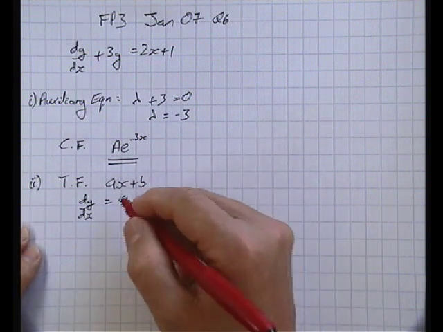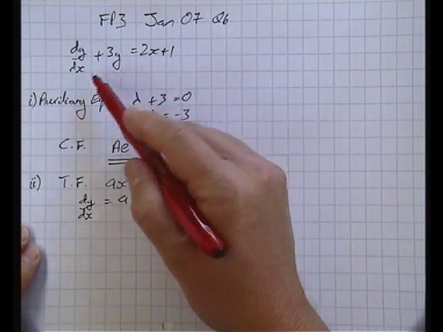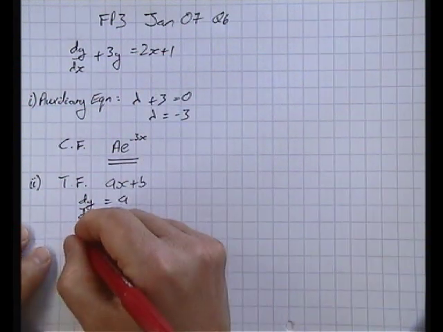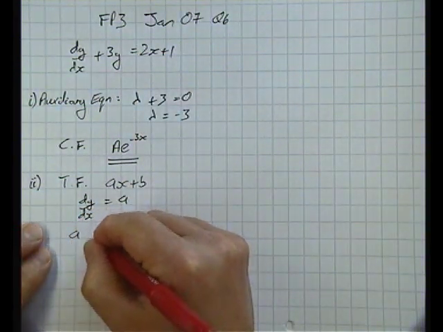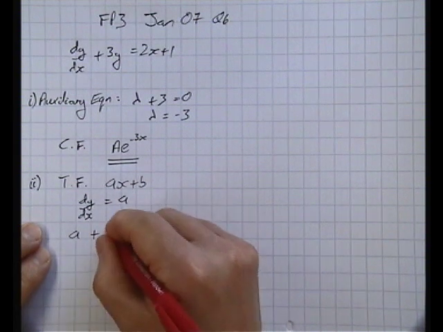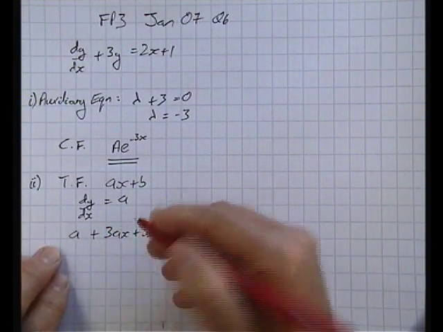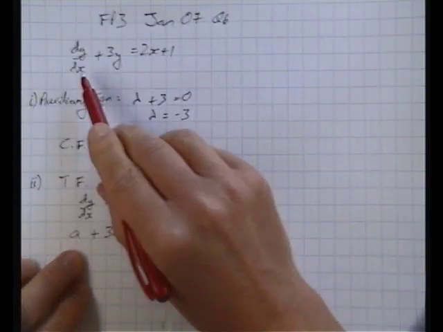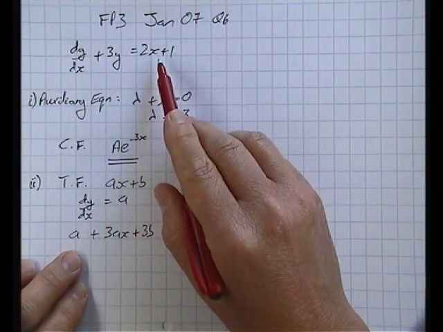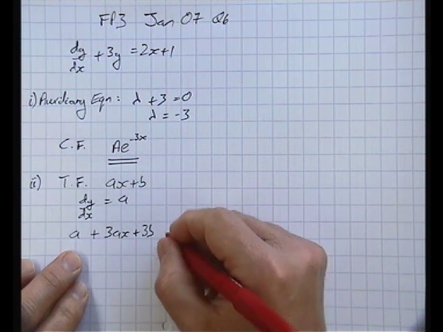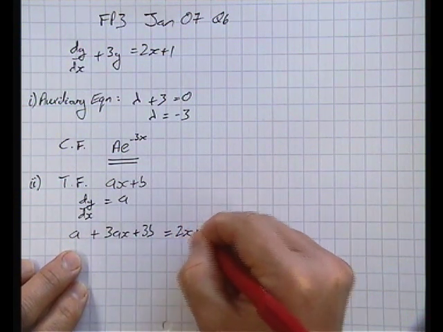Now I'm going to substitute this back into our original left-hand side and see what we get. So the dy/dx is a, plus 3 lots of y, which is 3ax plus 3b. And we know when we substitute that back in, we need to get the right-hand side out. We need the 2x plus 1 out of the other side of our equation.